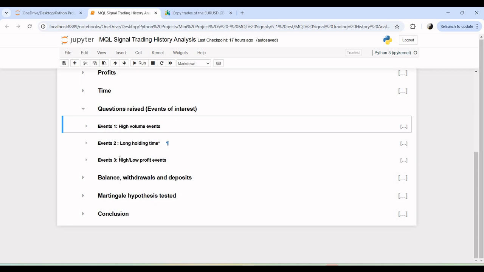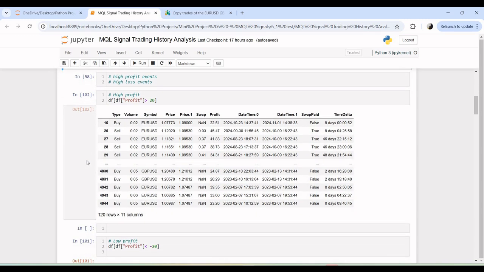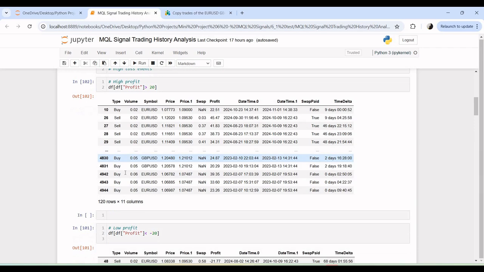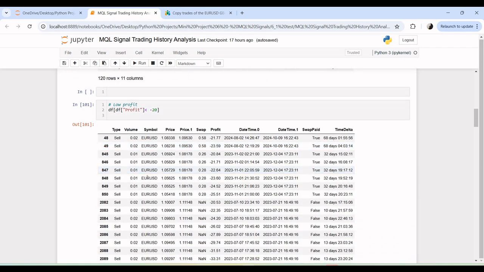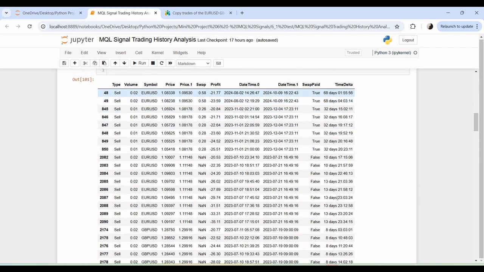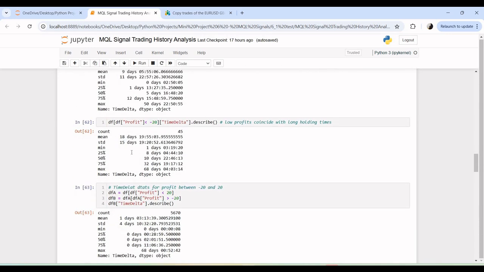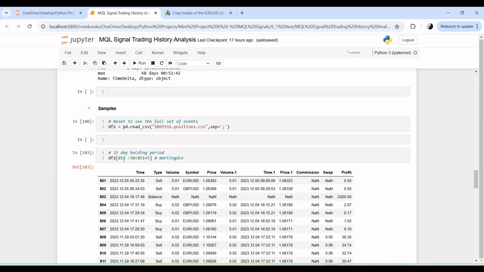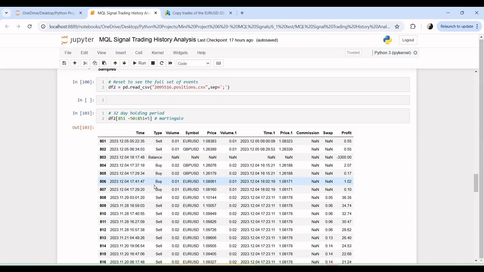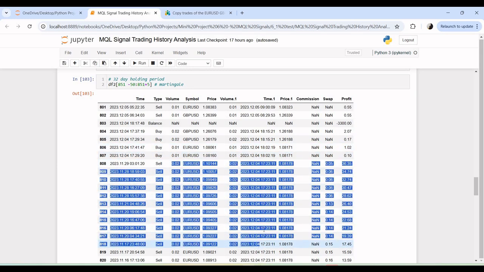Now, looking at the long holding times and the high or low profits, this basically confirms our theory. So we will find that high profits or high losses seem to correlate with us having some pretty high time deltas, so holding times, the difference between open time and close time. And now I do have a few other examples. There's one martingale, I think it was held for 32 days.